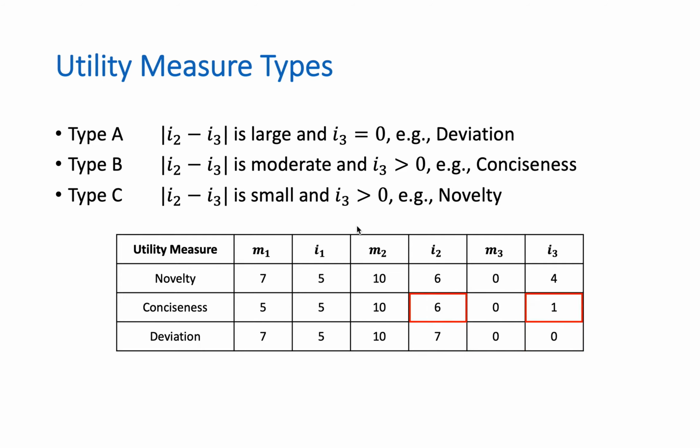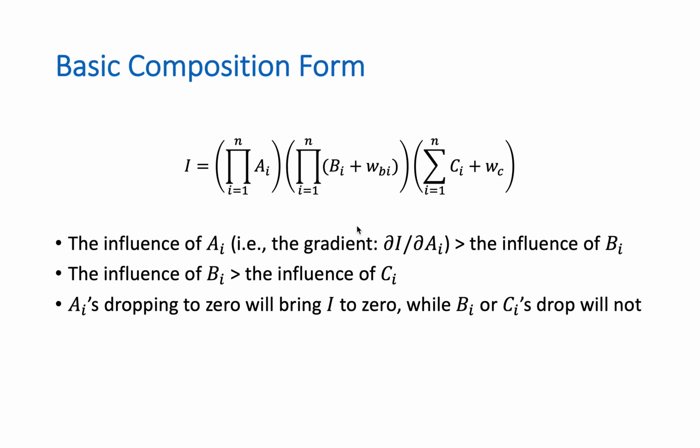So it is a type A utility measure. A type B measure has a moderate influence on the interestingness, so that the difference between I2 and I3 is moderate, and it will not bring interestingness to 0 if it falls to 0. Conciseness is an example of a type B utility measure. A type C utility measure usually has a small influence on interestingness, so that the difference between I2 and I3 is small and I3 is larger than 0. Novelty is an example of that.